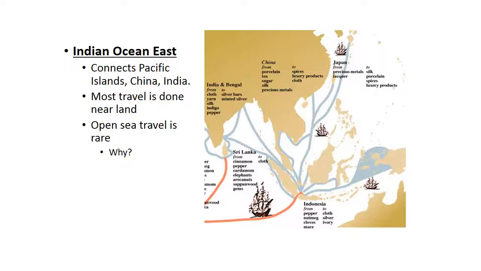And here I would write down some of the key goods that were traded. So in China, you see porcelain, tea, sugar, silk, precious metals. And China imported spices from India, luxury products, and cloth. Right? For example, India and Bengal, we saw they had cloth, yarn, silk, indigo, pepper. And they imported silver bars from Japan and China. Okay, so take notes of some of those goods.